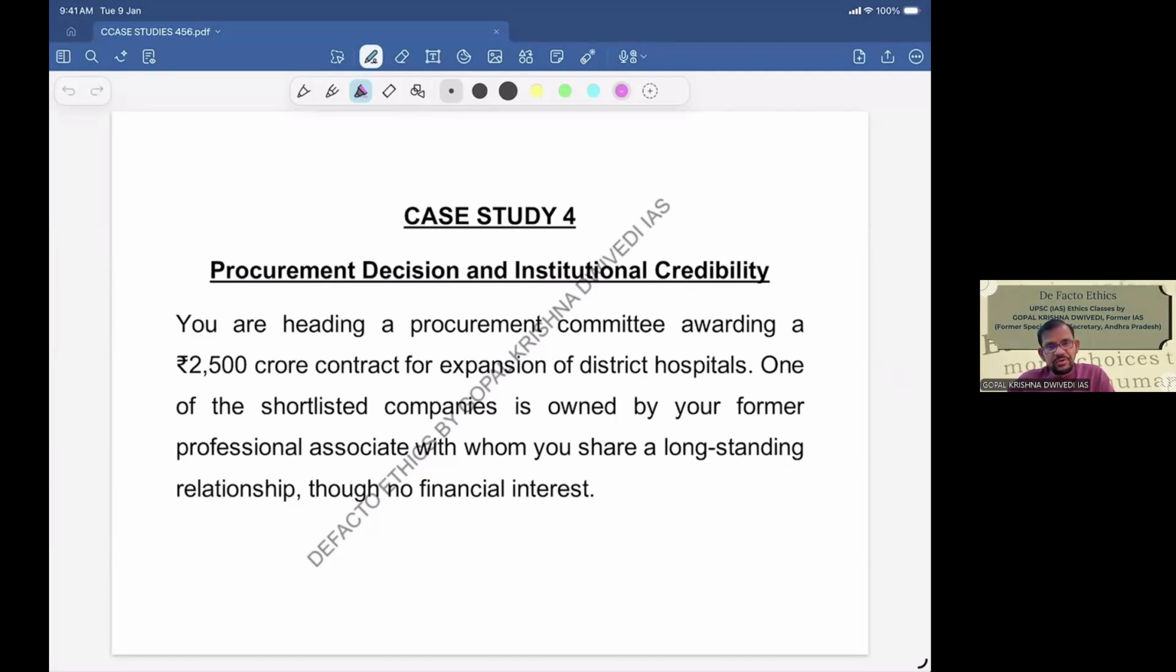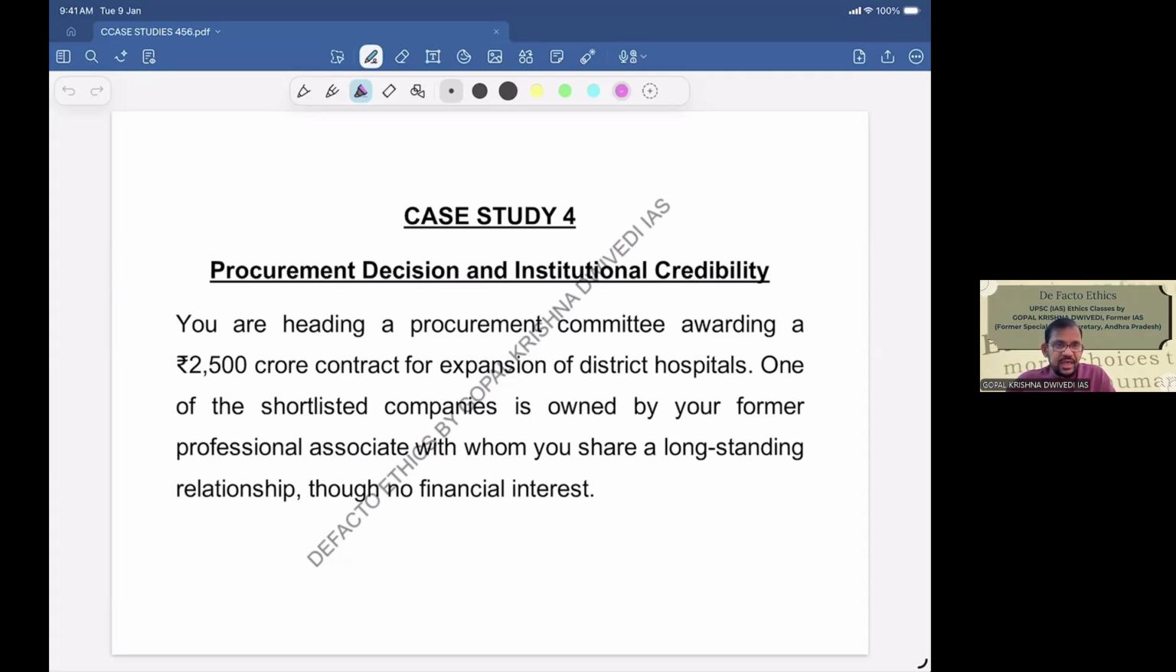Before going to the questions and answers, I will read it out, because by reading only we can understand what is there in the case study and how we can reply. So the central theme of this case study is procurement decision and institutional credibility.